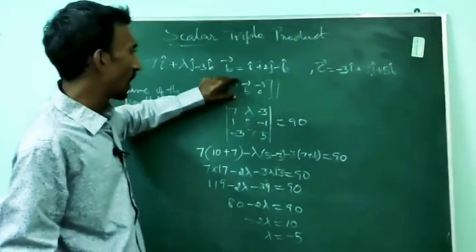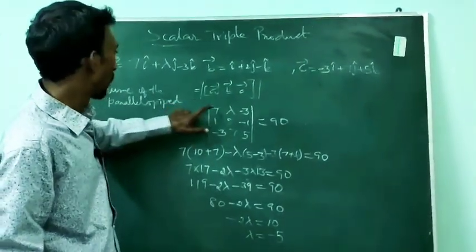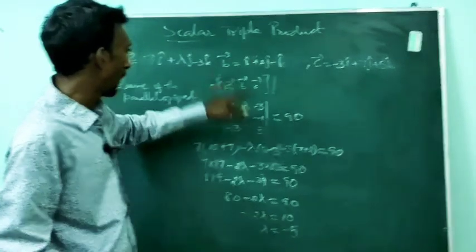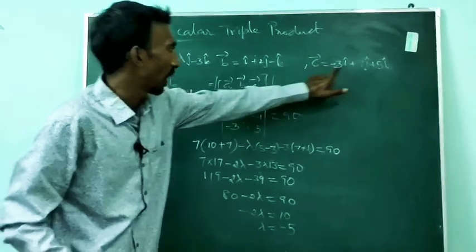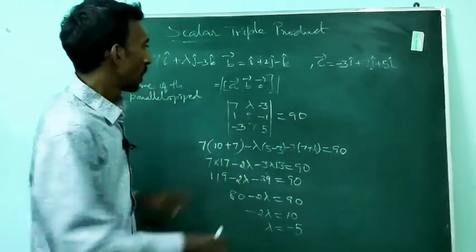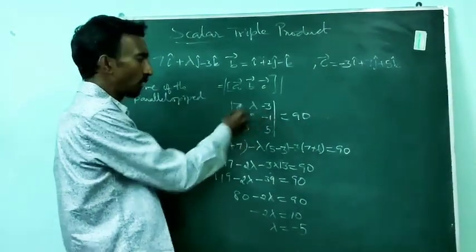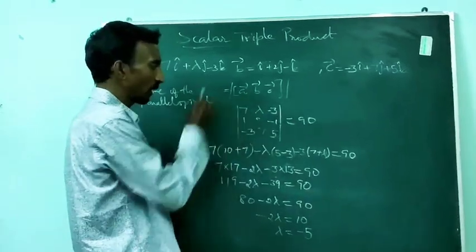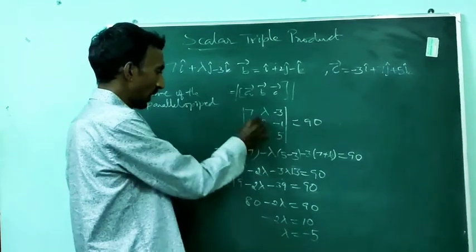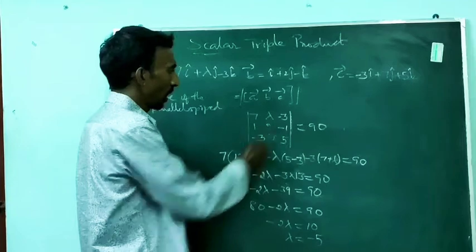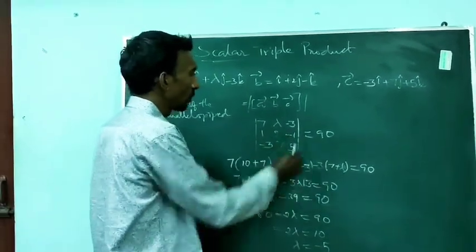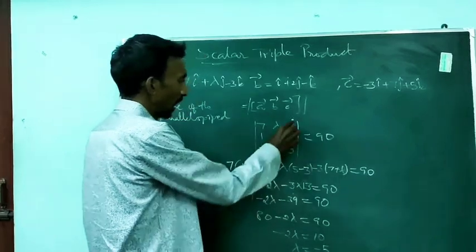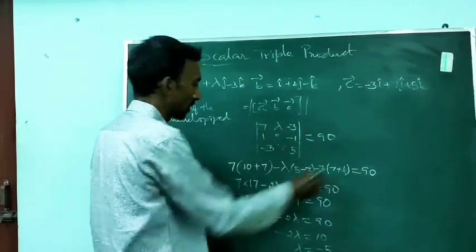The box product value is obtained by the determinant. So first row 7, lambda, minus 3. Second row 1, 2, minus 1. Third row minus 3, 7, 5. So I think all of you know how to expand the value of the determinant with respect to the first row. 7 into 10 plus 7, minus lambda into, delete that row and column, 5 minus 3, minus 3 into, delete that row and column, 7 plus 6.